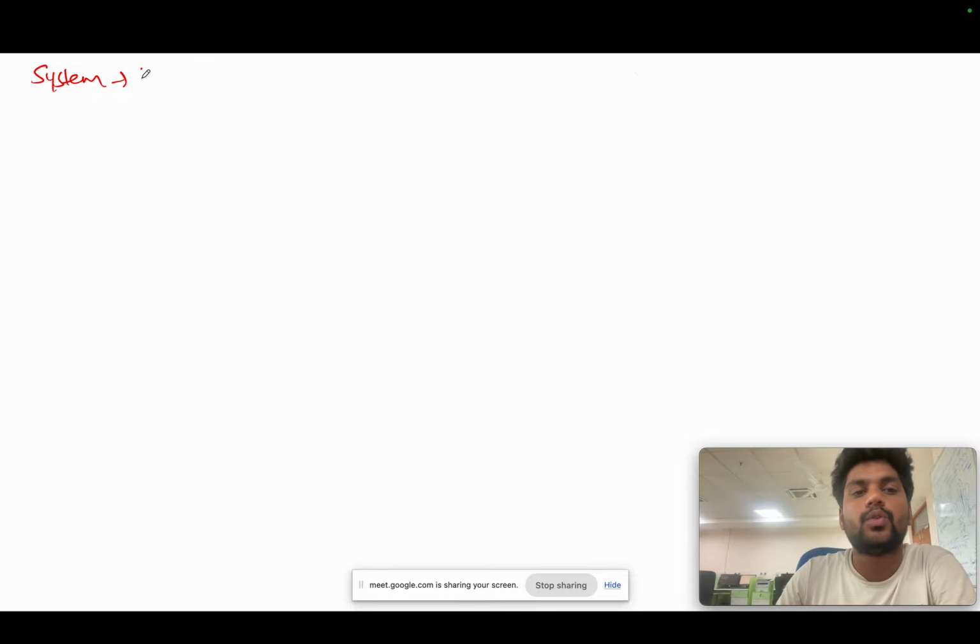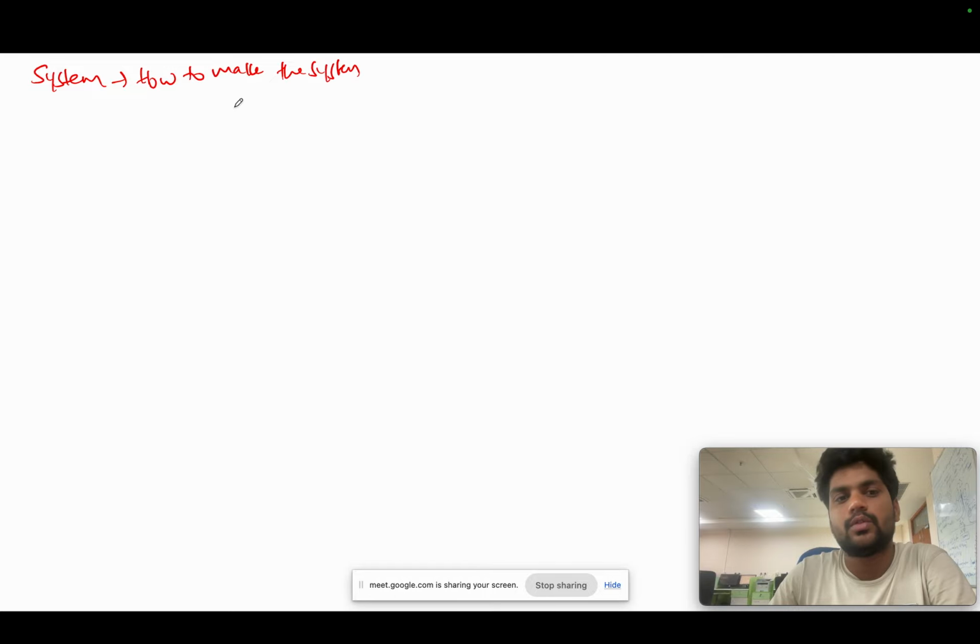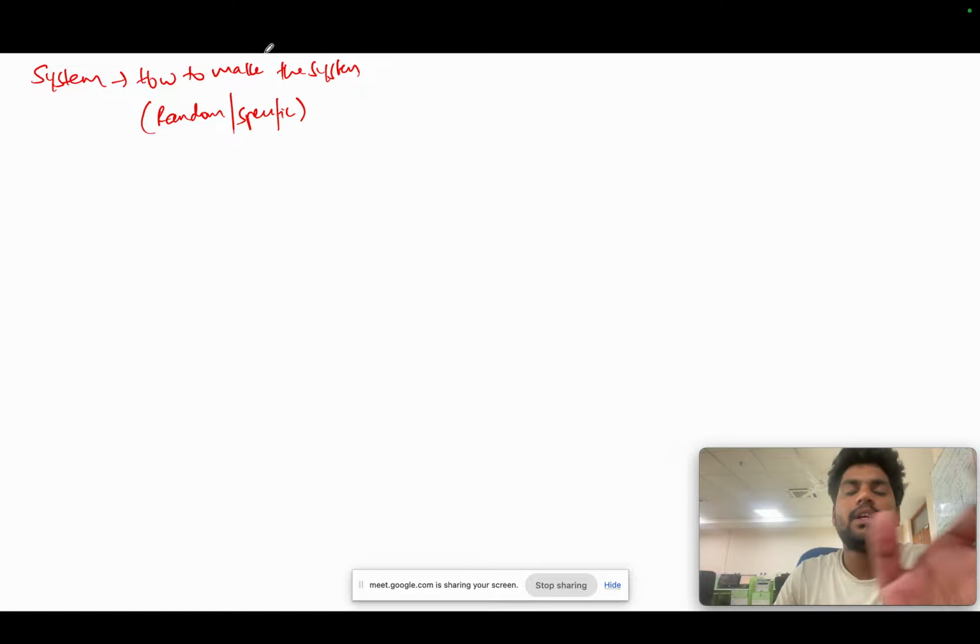and then how to make the system. So this part is covered. This part can be done by random or specific insertion. Once you have done the random or specific insertion, we know that the value of potential will be higher in the initial case because the two molecules will be nearer. So then we are running energy minimization.